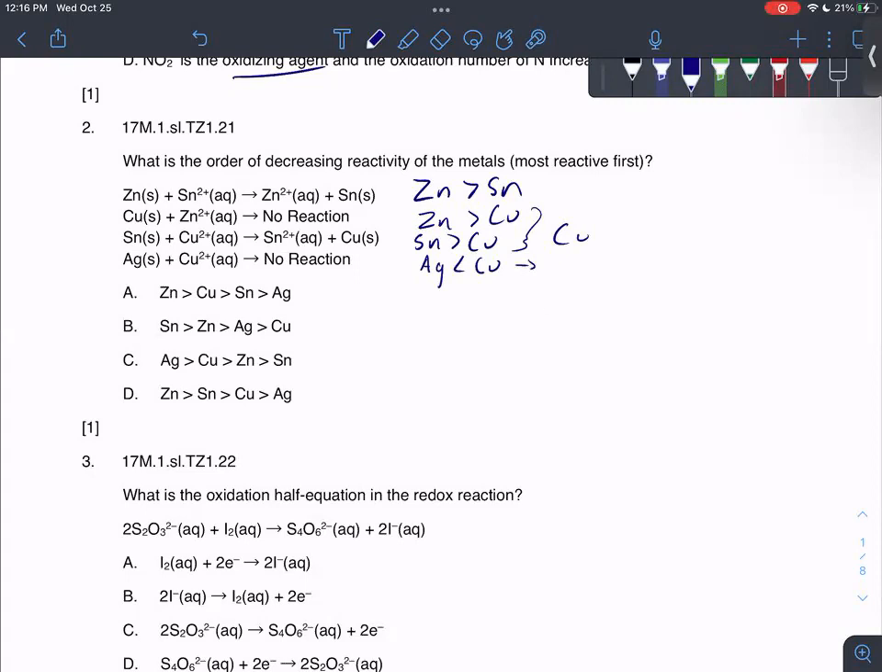So we know that our ending elements are going to be Cu, Ag. Because of that, I already know that the answer is going to be D. And then I know that tin is more reactive than copper, so Sn, and zinc is more reactive than tin, Zn.